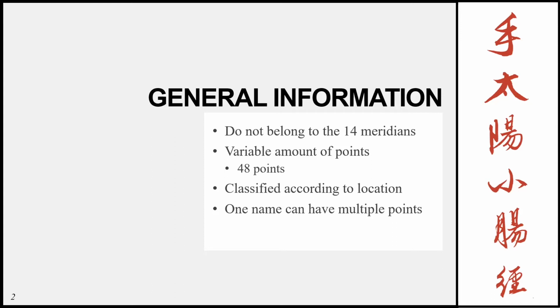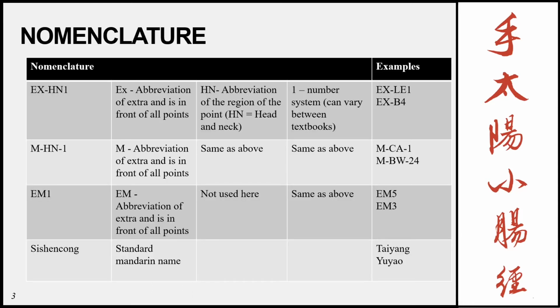And then lastly, there is no standard on naming these points. So what you will see is that different textbooks may use different methods for classifying their points. And in the next slide, we'll look at the 4 main ways that the points are classified. Here you can see the 4 different types, and I've given a short explanation on what they mean.